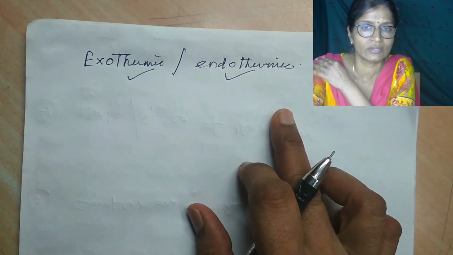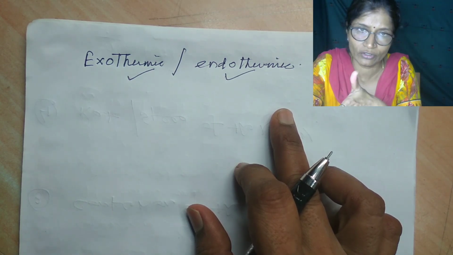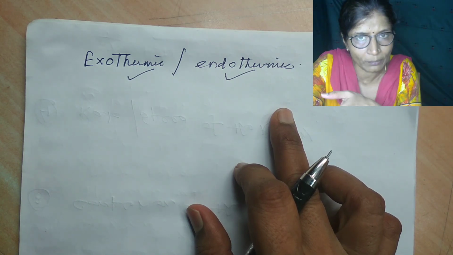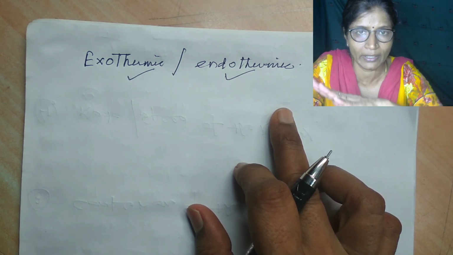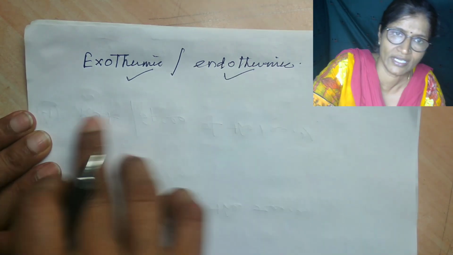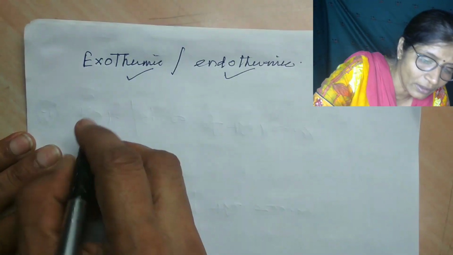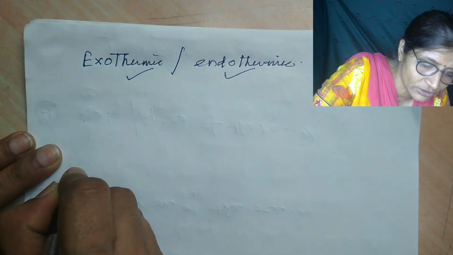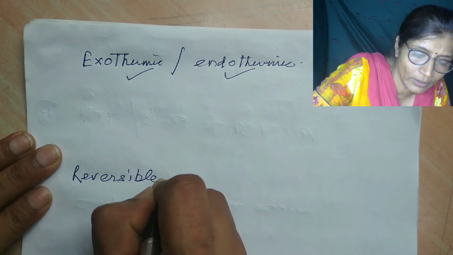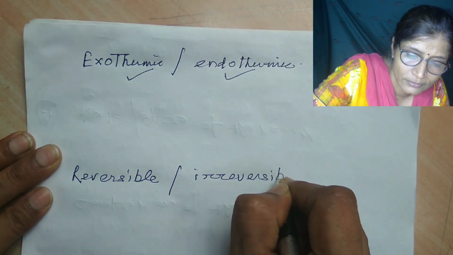Then you know the reversible and irreversible reaction. A reversible reaction means the reactant will give you the product and simultaneously the product will give back the reactant, while in an irreversible reaction the reactant gives the product only. So even this reaction won't indicate whether it is a reversible or irreversible reaction.